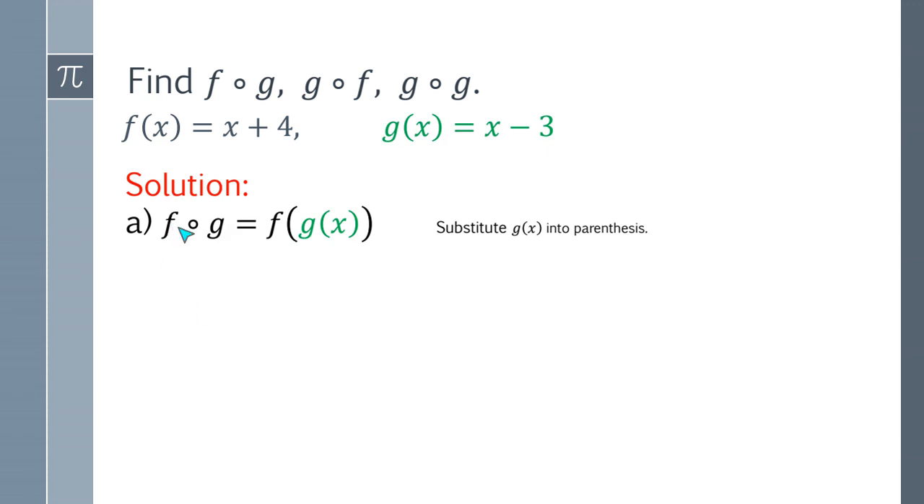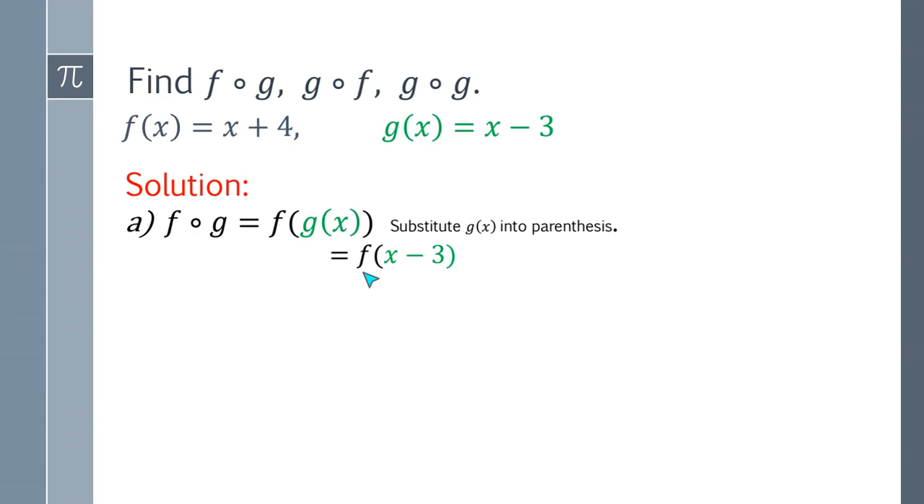If you have f composed of g, you can rewrite it so that it looks like f parentheses g of x. The first function that you see will be on the outside, and then anything else will be on the inside. What you want to do here is evaluate the function. We know what g of x is, right? g of x is x minus 3. So we're just going to substitute that in here. My first step is going to be f of x minus 3. Now my second step is to evaluate the function f at x minus 3.